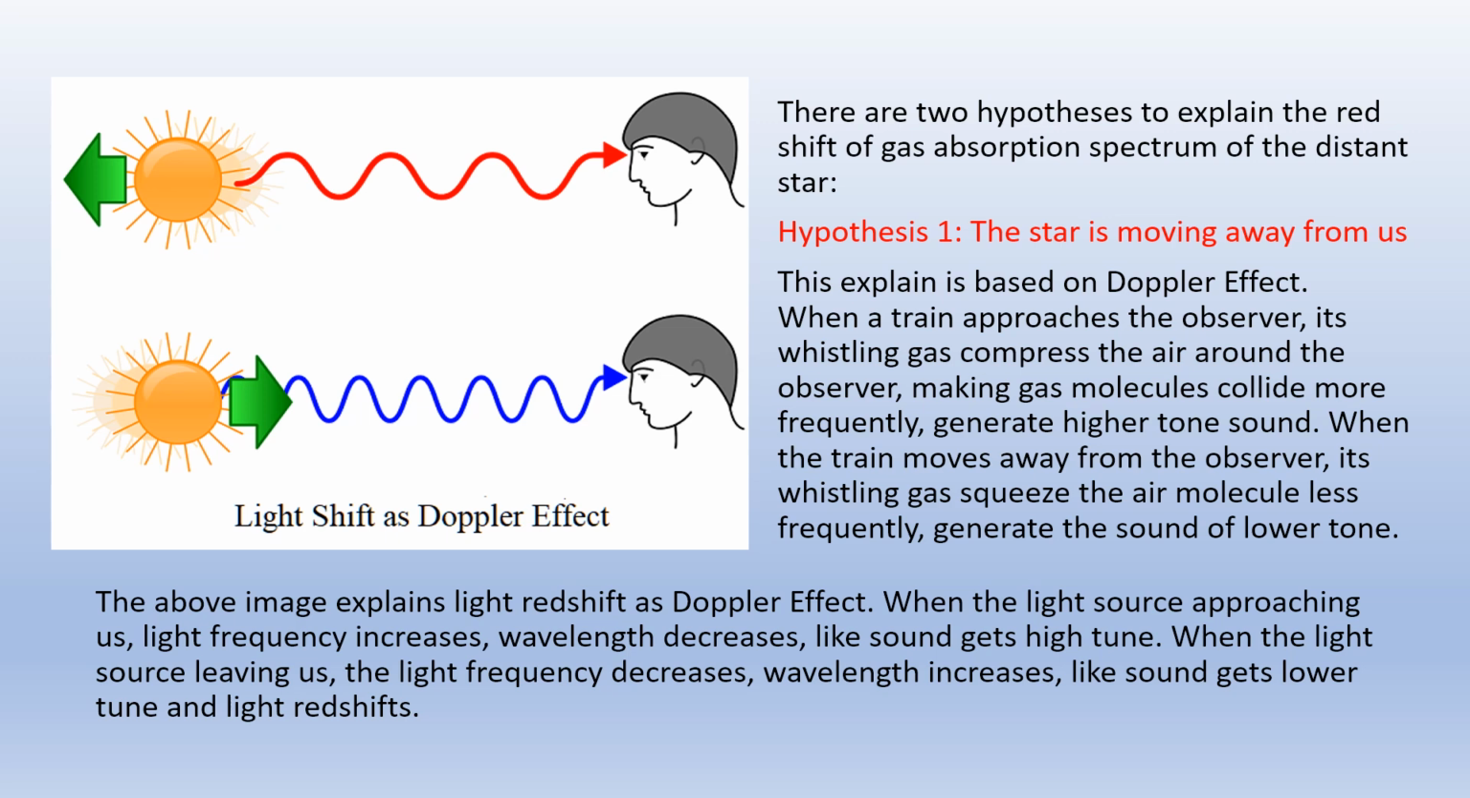When a train approaches the observer, its whistling gas compresses the air around the observer, making gas molecules collide more frequently and generating a higher tone sound. When the train moves away from the observer, its whistling gas squeezes the air molecules less frequently, generating a sound of lower tone. The above image explains light redshift as the Doppler effect. When the light source approaches us, light frequency increases and wavelength decreases, like sound getting a higher tone. When the light source leaves us, the light frequency decreases and wavelength increases, like sound getting a lower tone, and light redshifts.